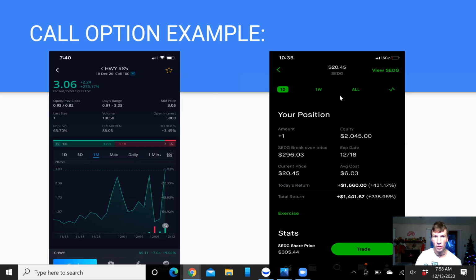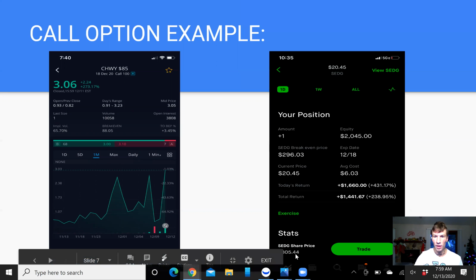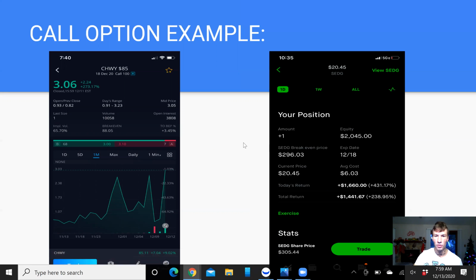Same thing over here. You'll see SEDG. A little bit different here. You have the expiration date here. You have the cost that I paid for the options contract, the current price that the options contract is worth, what SEDG would have to go to break even, and then the actual share price down here. If I wanted to exercise it, I could click exercise. Like I said, I'm never going to do that. I would just sell this contract and probably buy a higher strike price contract.